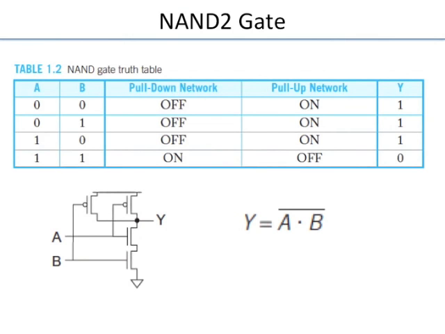So let's take an example. NAND2 gate. So we have a truth table A, B. In a NAND, y is equal to A dot B bar. Only when A and B both are 1, we want the output to be 0. Which means only for this condition the pull down is on and pull up is off. For all others, pull down is off, pull up is on.